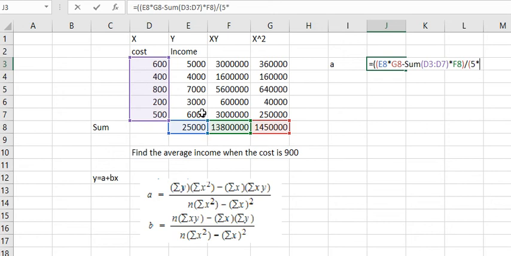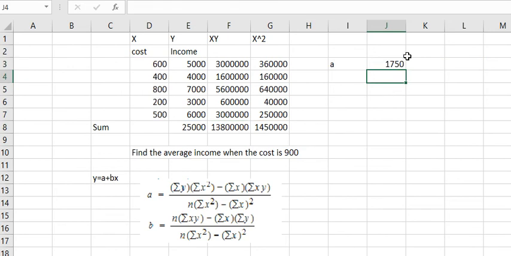Multiplied by the sum of s squared, that's it in here, minus the sum of s to the power of 2. So we have the sum of s, that's it in here, to the power of 2. After we calculate this one, we get 1750.